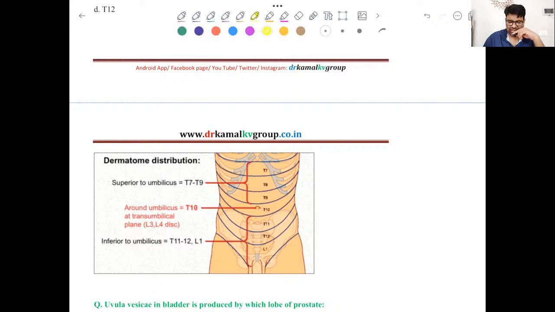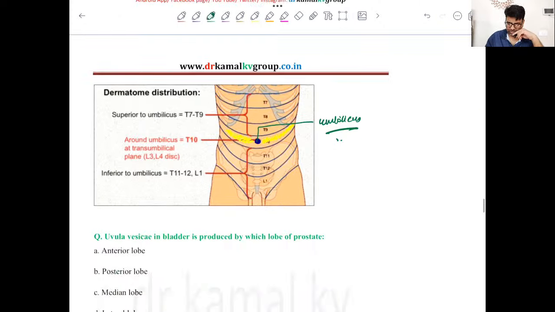But if you can't, at least take the important ones. And of course, if this is the umbilicus, and this all territory is T10, fine. So at least do remember this one. This is all T10 in the umbilicus or periumbilical area. Okay, chalo.